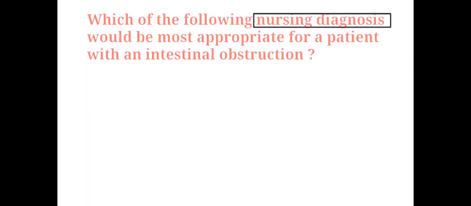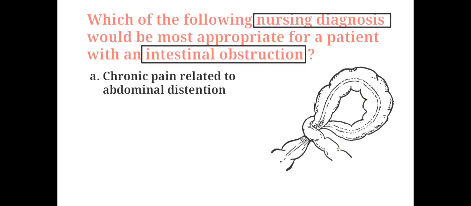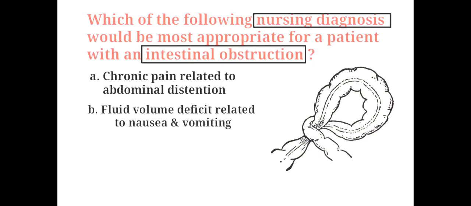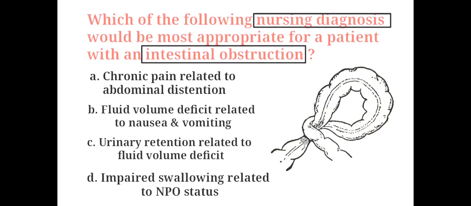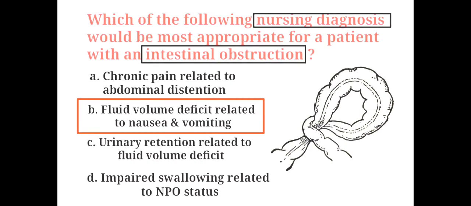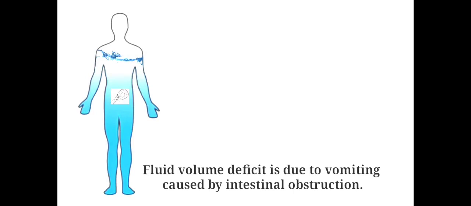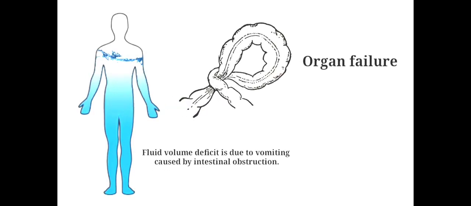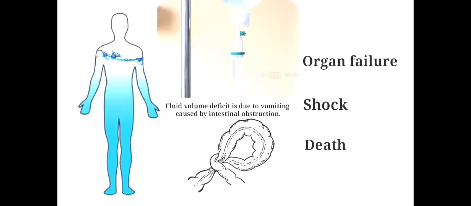Which of the following nursing diagnoses would be most appropriate for a patient with an intestinal obstruction? A. Chronic pain related to abdominal distension. B. Fluid volume deficit related to nausea and vomiting. C. Urinary retention related to fluid volume deficit. D. Impaired swallowing related to NPO status, nothing per oral status. And the correct answer is B. Fluid volume deficit related to nausea and vomiting. Fluid volume deficit is a dangerous complication of intestinal obstruction which can lead to organ failure, shock and death. Treating dehydration is important. IV fluids may be started to correct electrolyte imbalance.